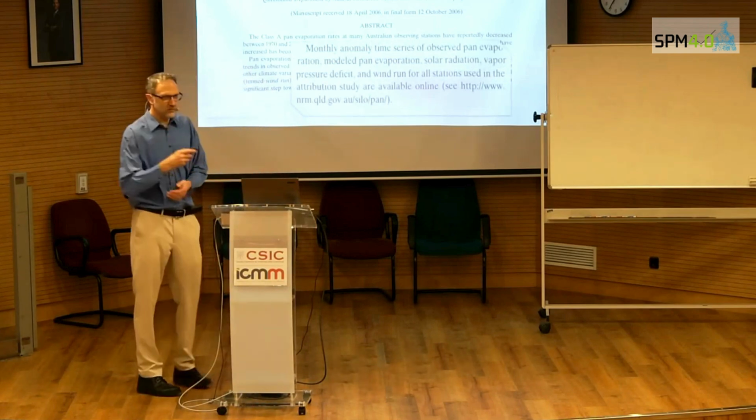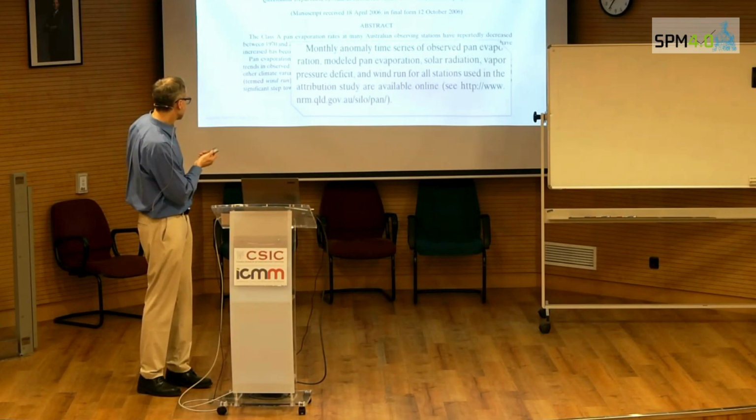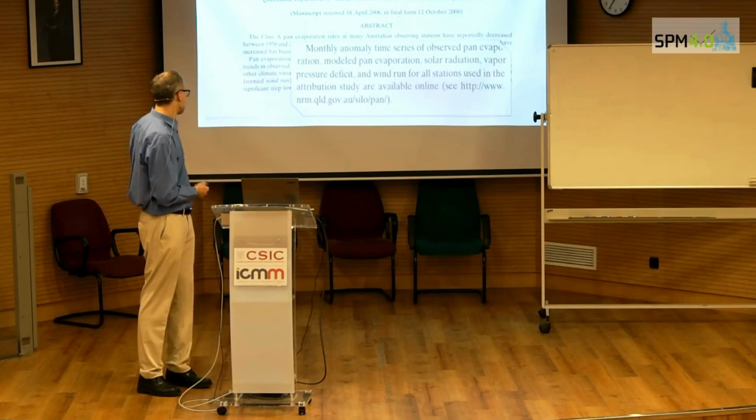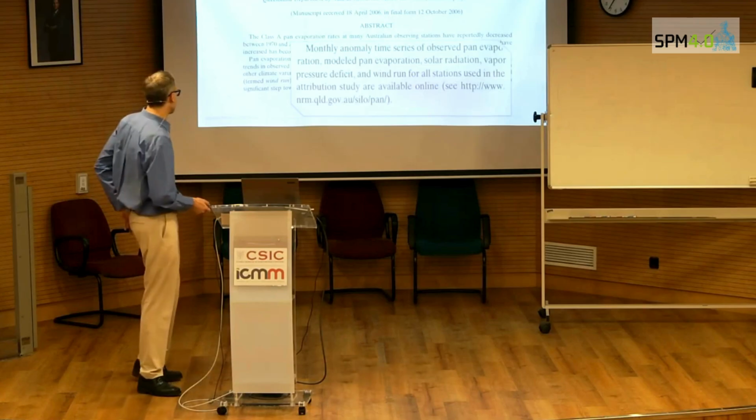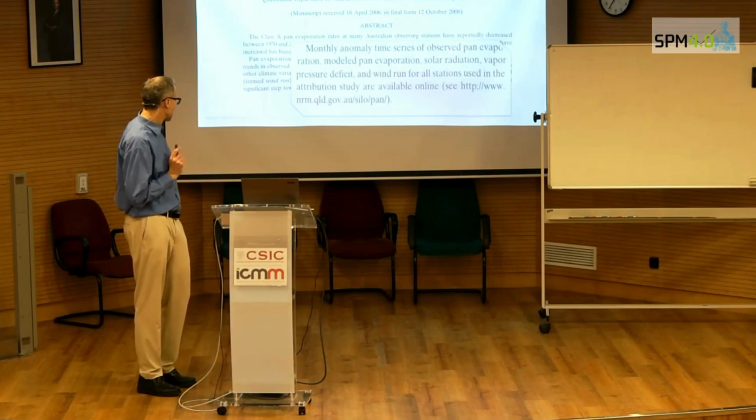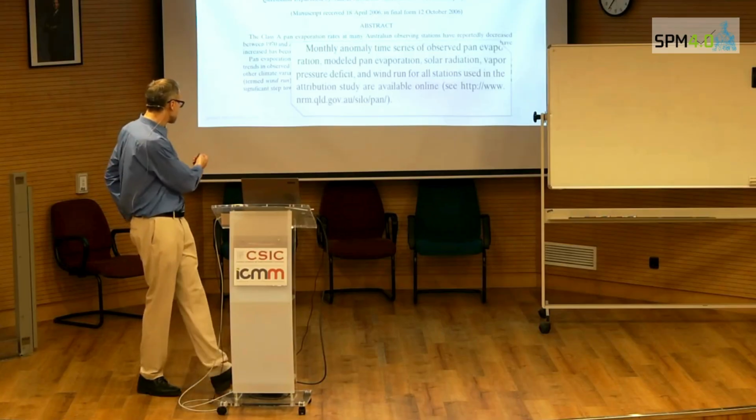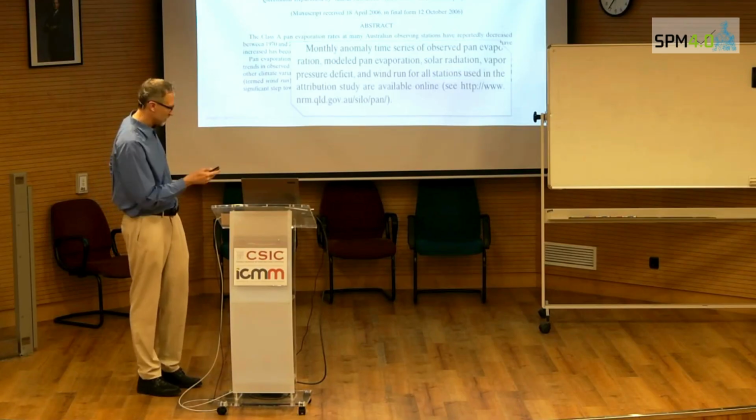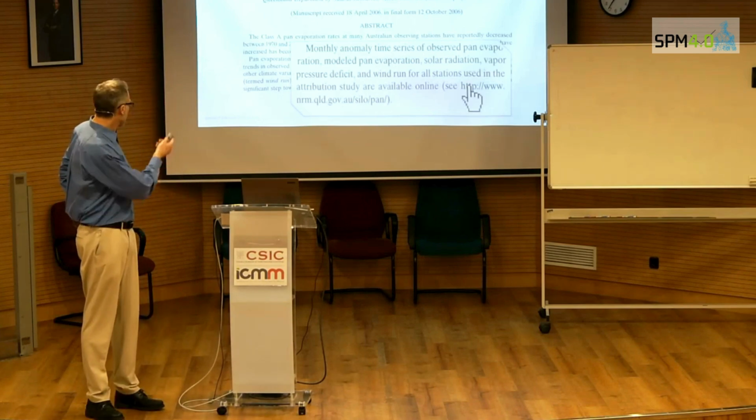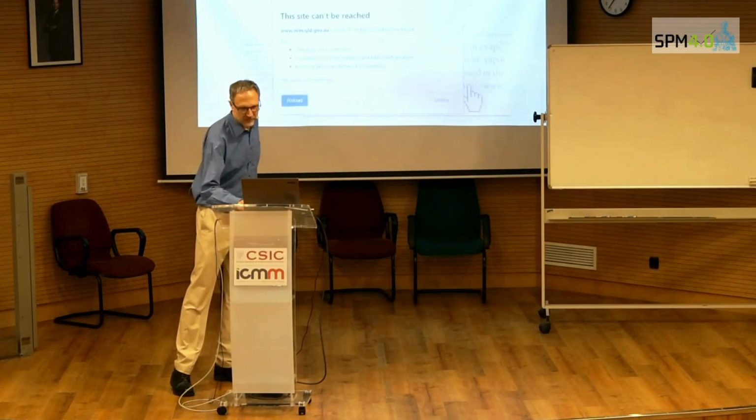And if you read through the paper, eventually you'll get to a section which says monthly anomaly time series of observed and modeled evaporation, solar radiation, all the things you need for climate, for all the stations used in the attribution study are available online at a Queensland government web address. Now, if you go to that web address, you can probably guess what happens. No, you can't, because it doesn't work. Go ahead. Yeah, you get this.